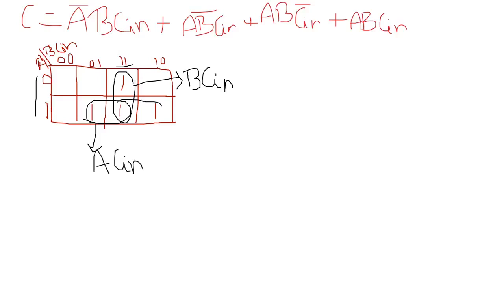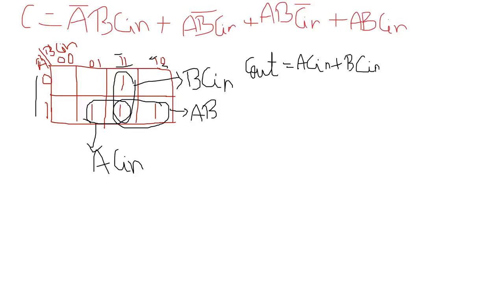Then let me group this. The term for this will be A value is constant, B value is also constant. B value here it is 1 and here also it is 1. So A, B, whereas C value has changed from 1 to 0. So C in value is not written. Therefore C out will be equal to A, C in plus B, C in plus AB.